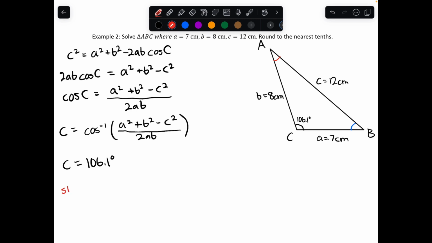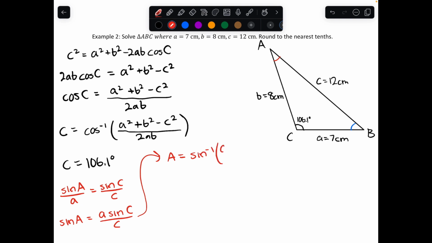So we have sine of angle A divided by side A is equal to sine of angle C divided by side C. Now I'm solving for the angle A, so I need to get sine A by itself. So we'll multiply both sides by A. So we have sine of angle A is equal to A times sine of angle C divided by side C. Doing inverse sine to both sides leaves us with A is equal to sine inverse of A times sine of angle C divided by side C. Plugging the appropriate numbers in, we're going to have that A is equal to 34.1 degrees when you round to the nearest tenth.